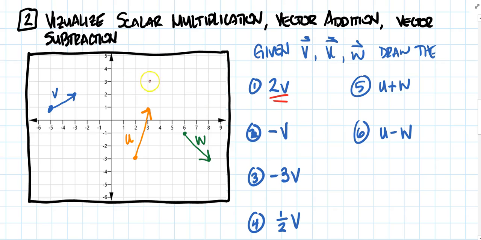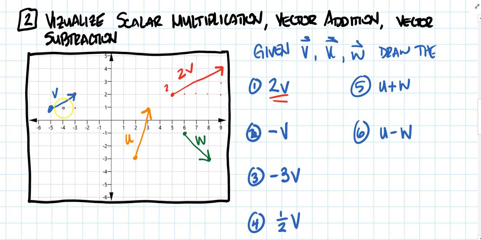So 2v would be the vector that looks like this. Let's start here. And instead of going over 1, 2, and up 1, I would go over 1, 2, 3, 4, and up 2. If I drew that, this would be 2 times the length of vector v. Notice that I keep it in the same direction because I just want to double my vector's magnitude. Let's talk about negative v. Negative v is going to be the same length vector but in the opposite direction.